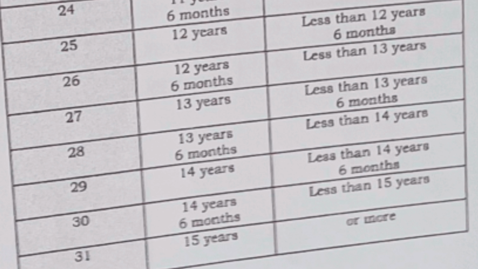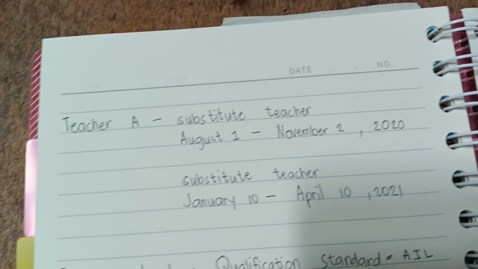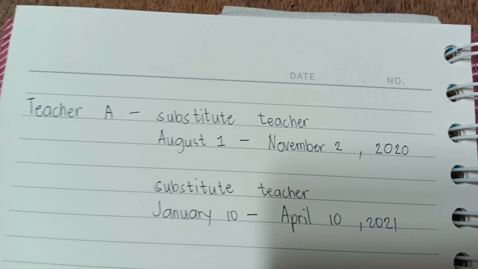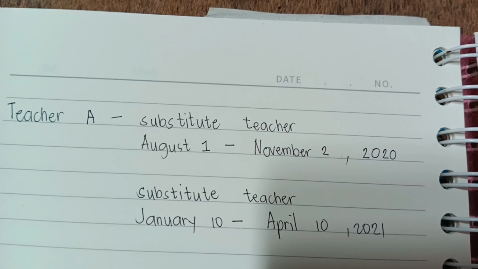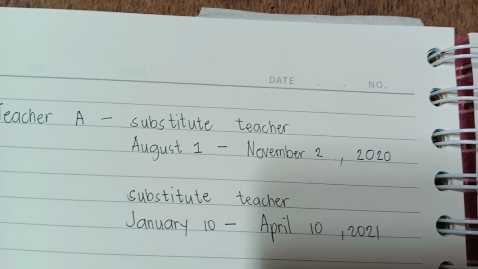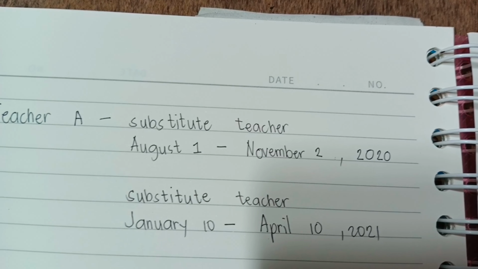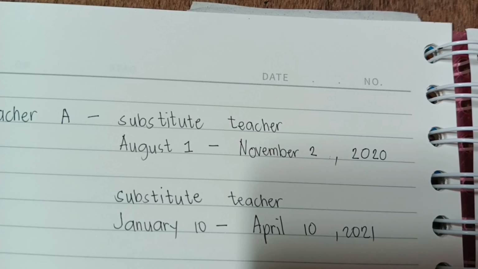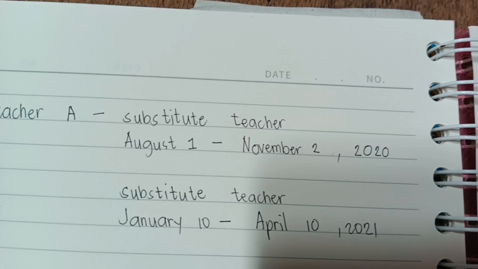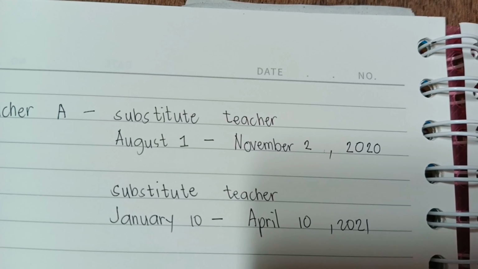Now, let's go to an actual example. Let's take a look at this. We have teacher A, and she worked as a substitute teacher starting August 1st until November 2nd of 2020. So that's a total of 3 months. And she worked again as a substitute teacher starting January the 10th until April the 10th of 2021. That's another 3 months. So adding the two experiences, teacher A gained a total of 6 months of teaching experience.